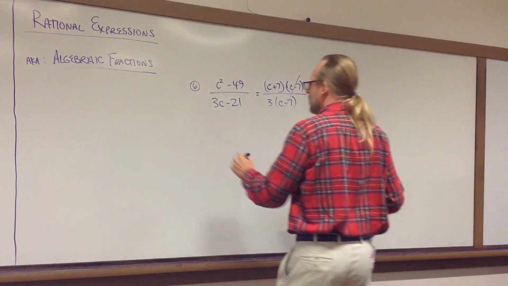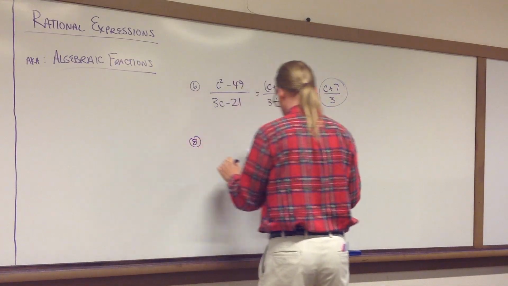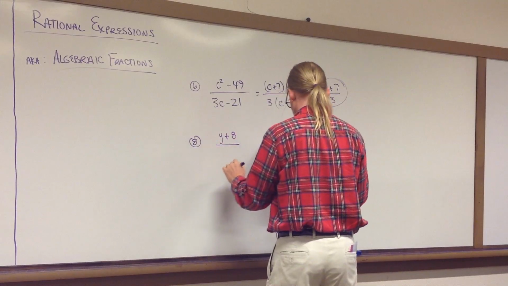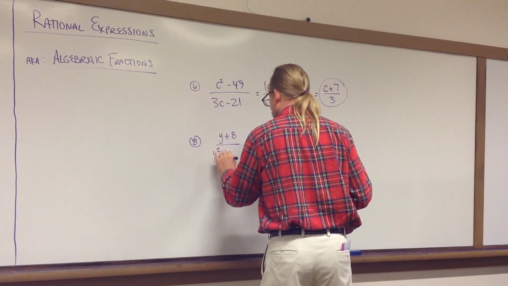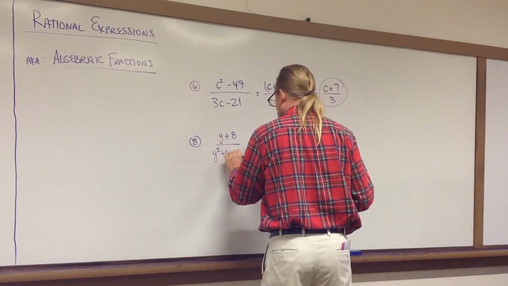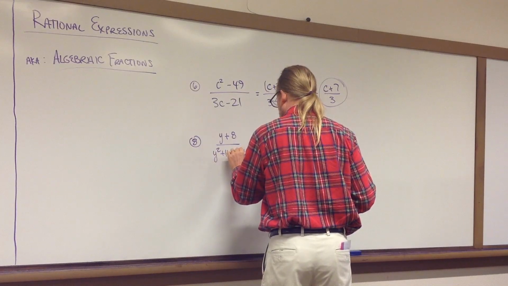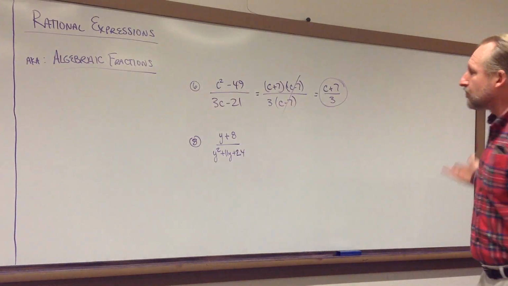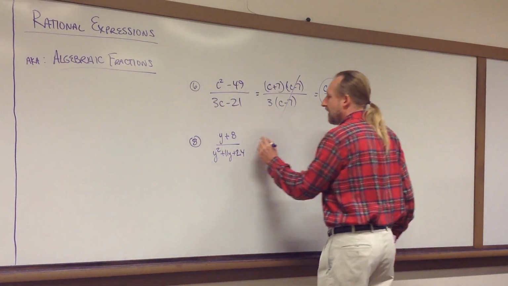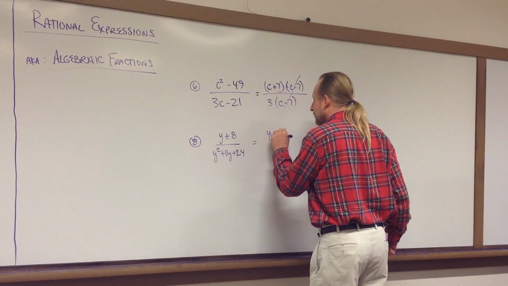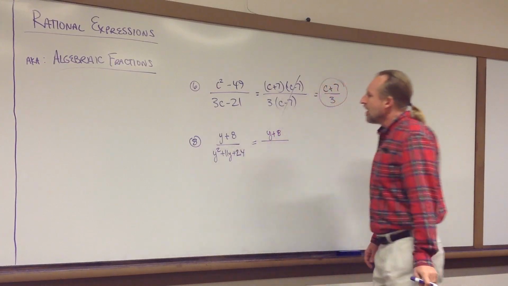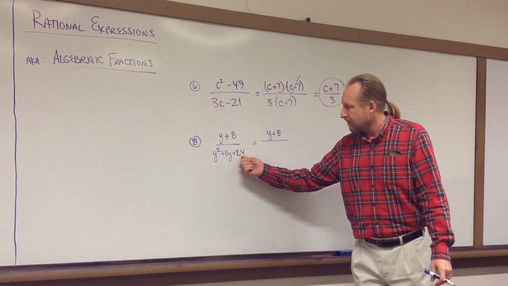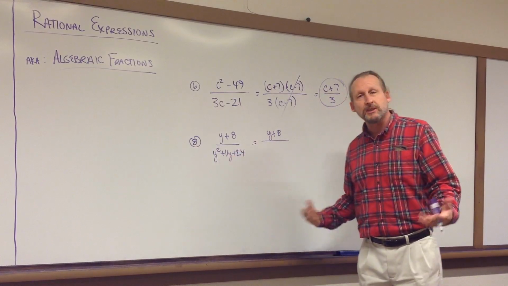Okay, problem 8. Let's see, y plus 8 on top, and y squared plus 11y plus 24 on the bottom. Okay, so the top is prime. It's a prime polynomial. It can't be factored. And so it's just going to stay y plus 8. On the bottom, we've got some choices. We need factors of 24 that will add up to give us 11.